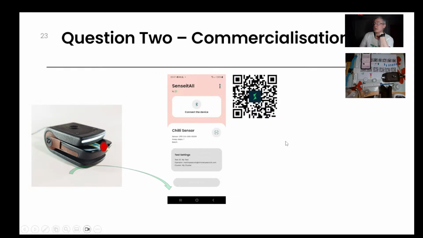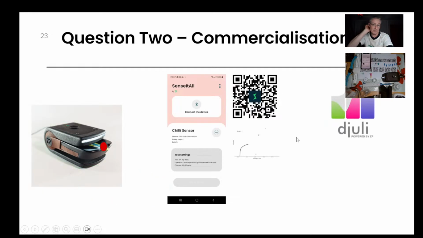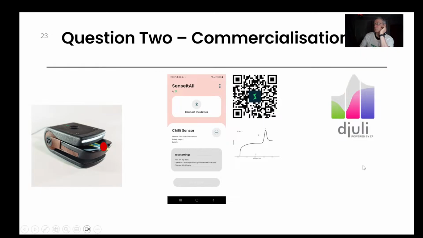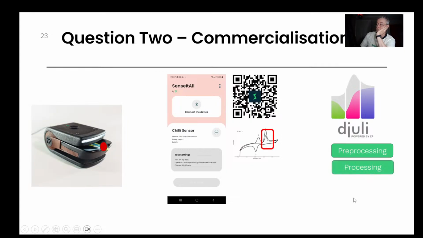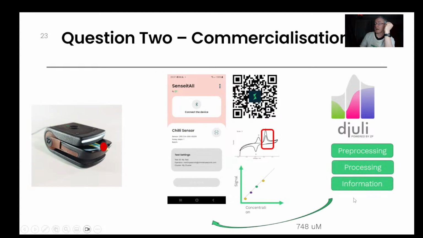The meter gives the data back to the app, and the raw signal, it could be square wave voltammetry, for example, is sent to a cloud system called Julie, which I'll do a demonstration on shortly. And we have things like pre-processing data. So ZP, we really have become a group of data scientists. Electrochemical sensors, electrochemical biosensors, wearable biosensors, these are all conduits of data to the cloud, where we've got really good at processing data. So we'll do some pre-processing, we'll do some processing, and we'll actually send a concentration back to the phone.